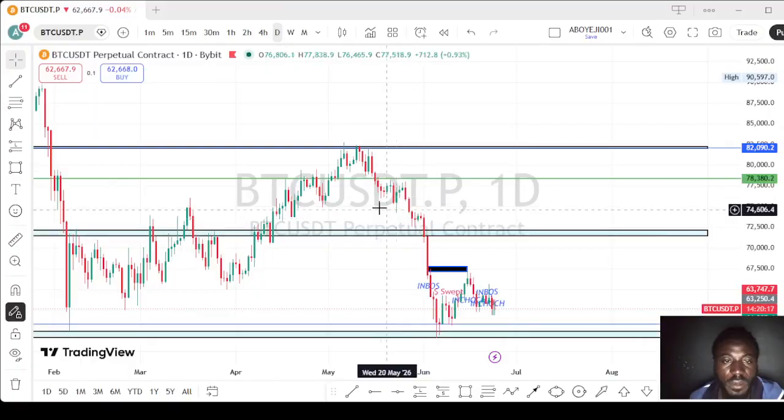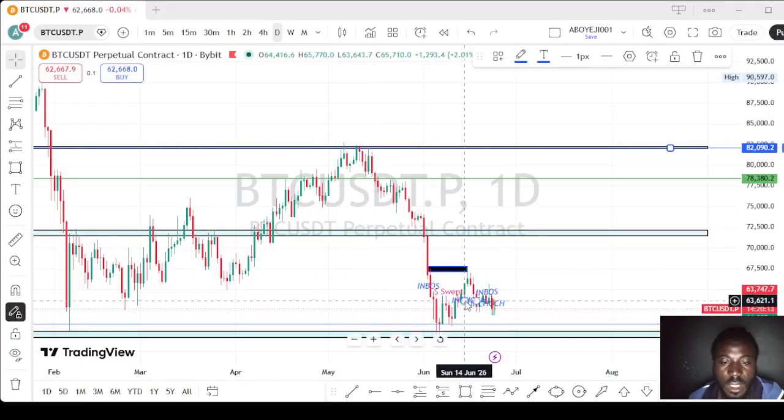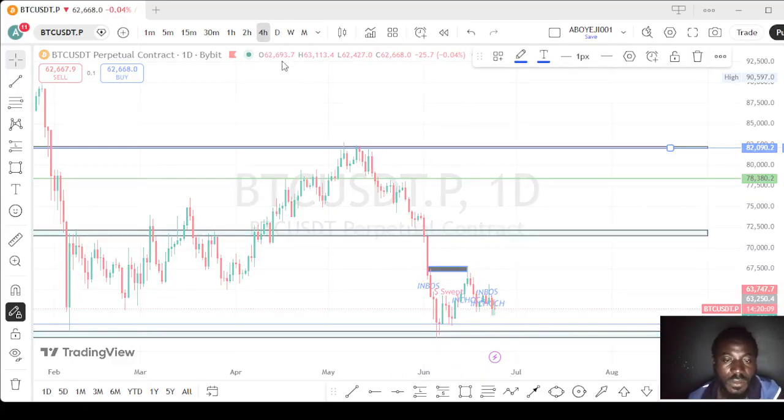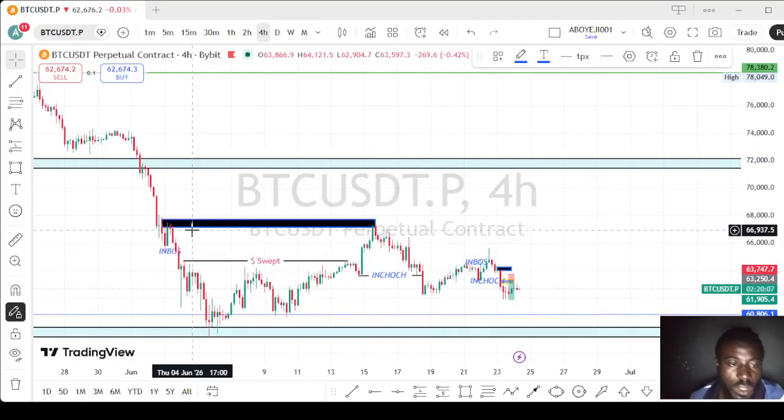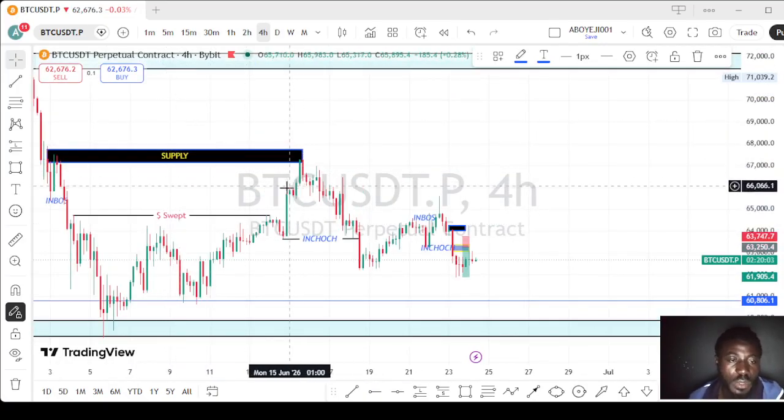From daily time frame, these are our swing high here, and these are our swing low. This is liquidity shift. Let's move to 4 hour time frame. You can see what the market is giving. This is the supply in the market. This is supply that pushes the market down.